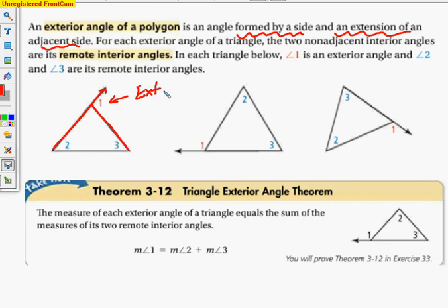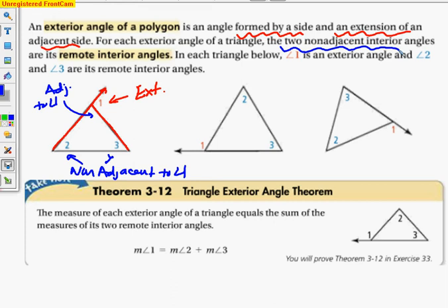The other two angles, 2 and 3, the ones that are not adjacent to angle 1, this angle right here is adjacent. These two are non-adjacent. These two angles, 2 and 3, are called remote interior angles. They are the two non-adjacent interior angles. So again, it's just a little bit of vocabulary, because we need to be able to identify these to use the triangle exterior angle theorem.